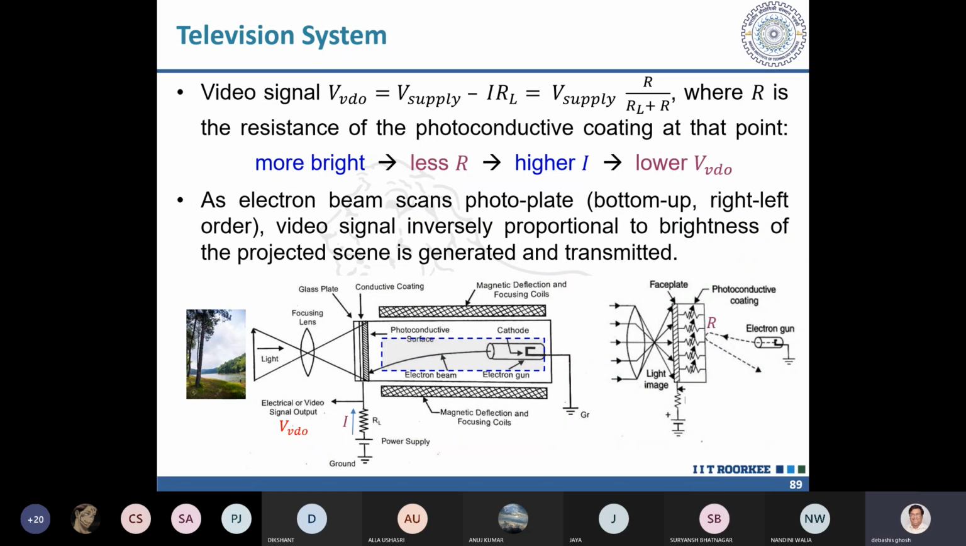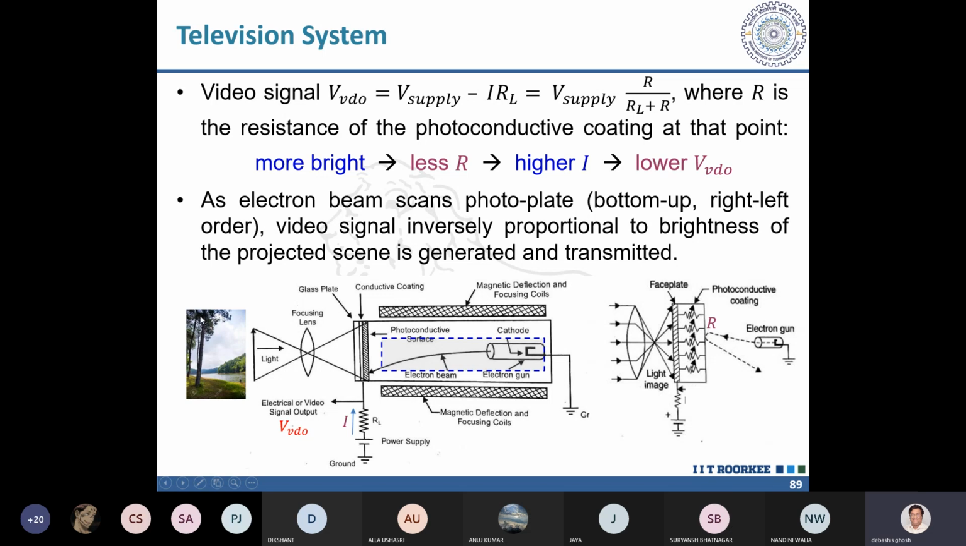So accordingly some light is falling on it, and this electron gun will be scanning. Basically it is scanning the outside world image from top to bottom, from left to right. But since the image is inverted, inside here it is scanning in this order, bottom up, right to left. Okay. And at some instant of time, the electron gun is falling at this point.